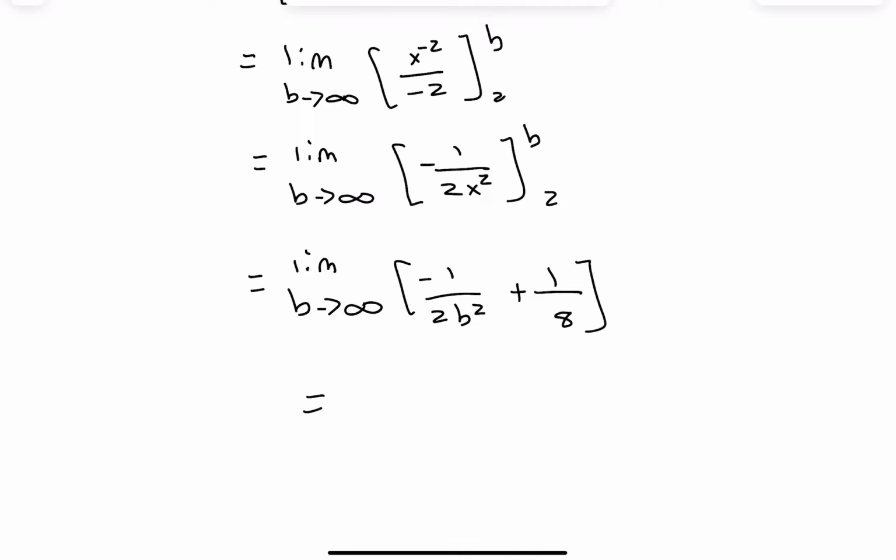So when we evaluate this, we see as the limit goes to infinity of the first expression, the denominator is going to get very large and the top stays the same. So this is going to go to 0. And then for the second expression, it will go to 1 over 8. So the answer is 1 over 8.